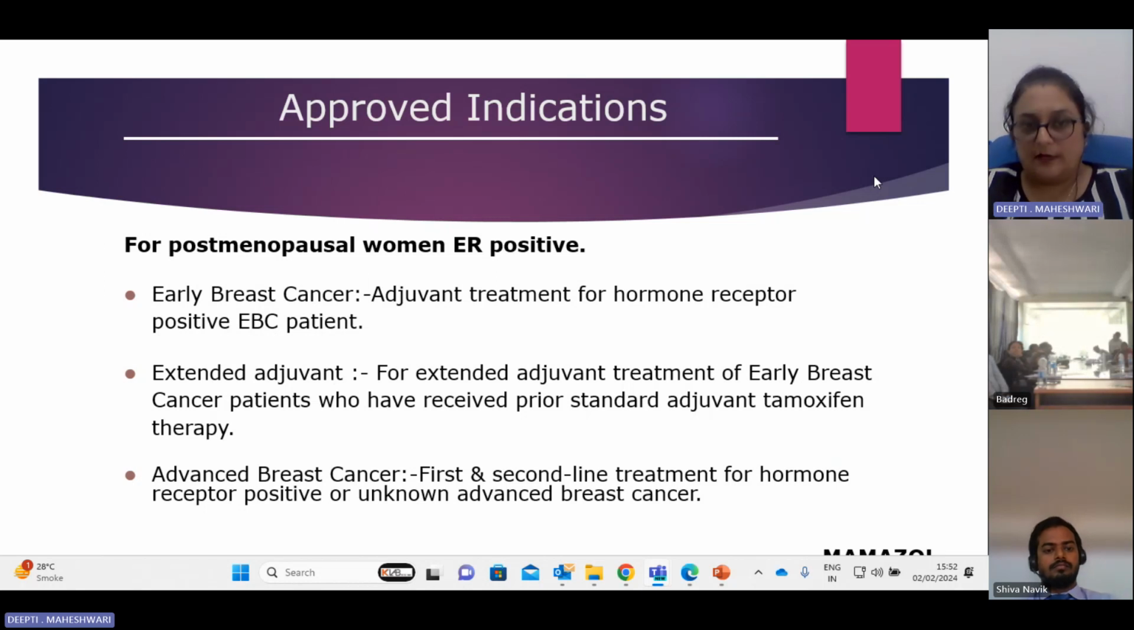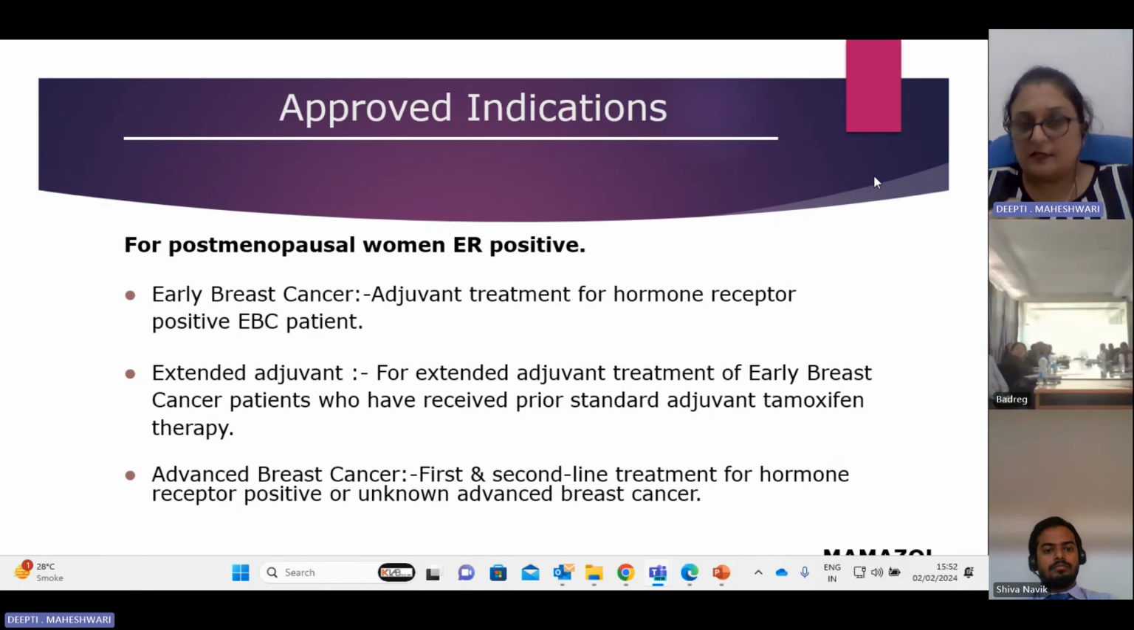It can be used in early breast cancer. What do you mean by early breast cancer? Basically, early means the disease is still localized till the time surgery is possible, stage 1, stage 2 level. It is early breast cancer. So, in early breast cancer, it can be given.